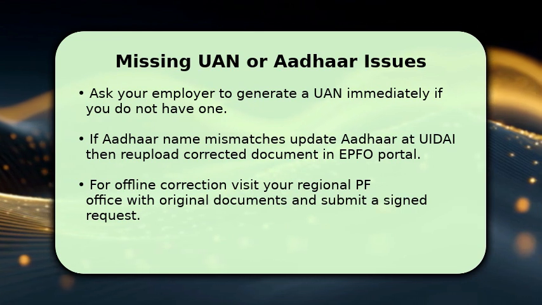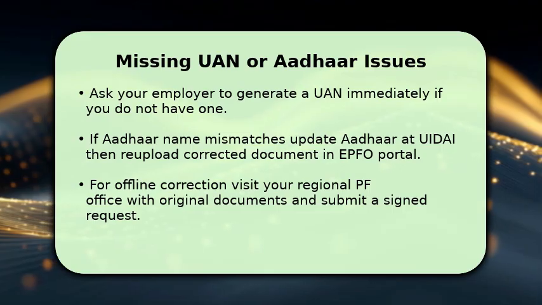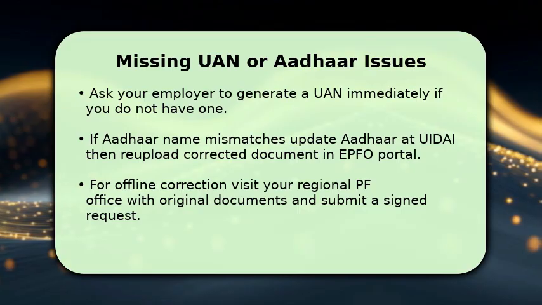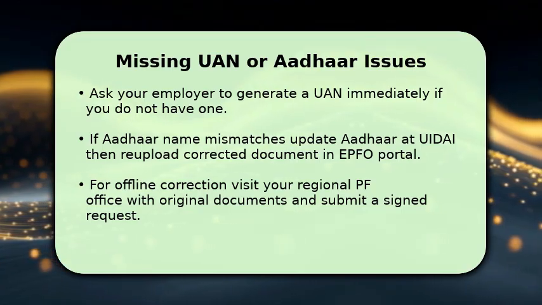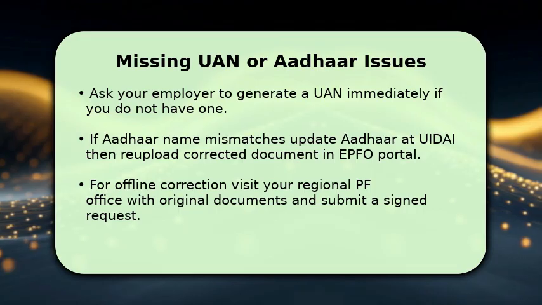For offline correction, visit your regional PF office with original documents and submit a signed request. Keep copies of all submitted forms and obtain stamped receipts from the PF office. Follow up often until UAN reflects correct KYC and link status.